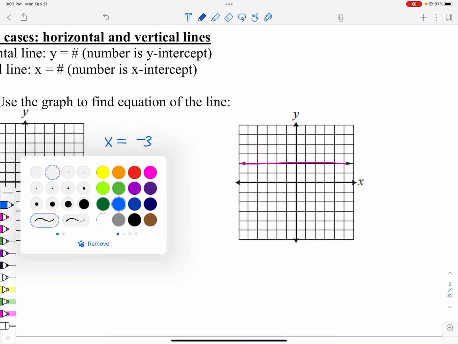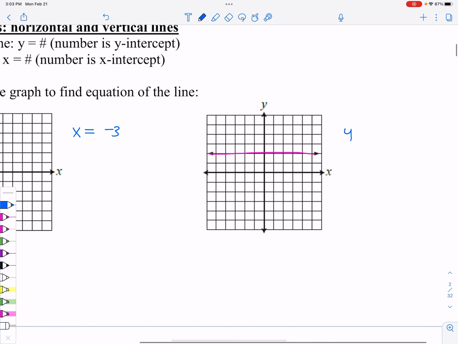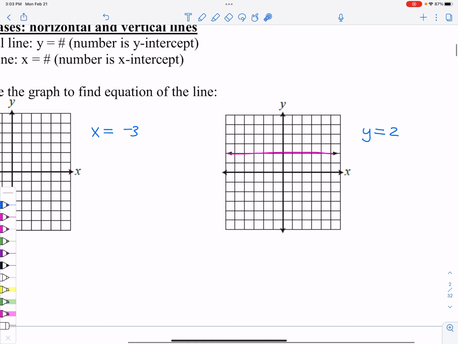And I have to know that for a horizontal line, I'm always going to have y is equal to. And this is up here at 2. Y is equal to 2. Now, if you're looking at a graph and you're unsure whether to use y is equal to or x is equal to, look at what axis it's crossing.